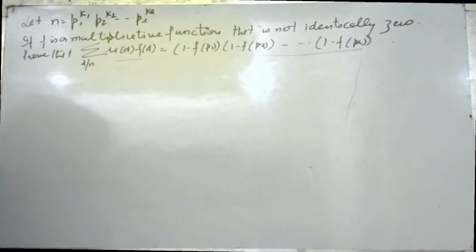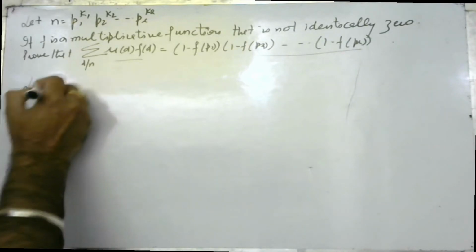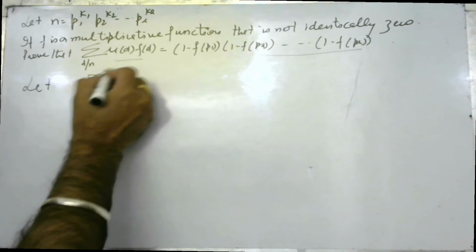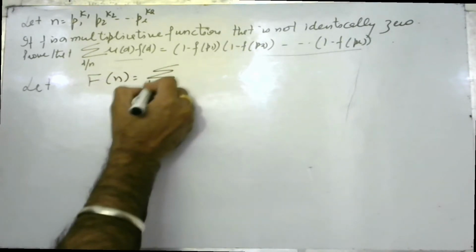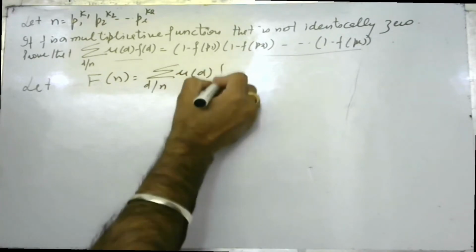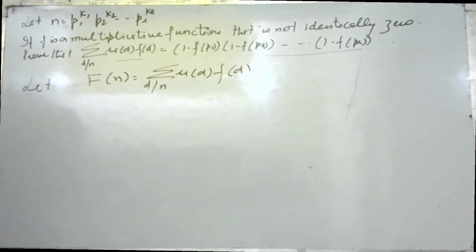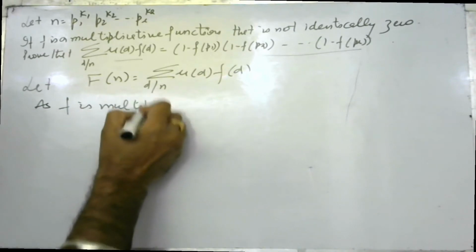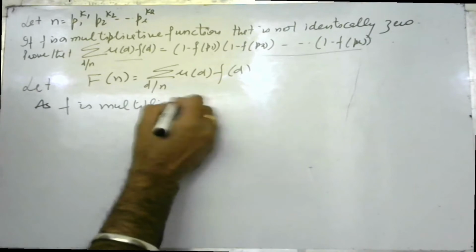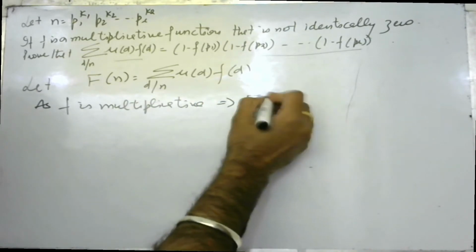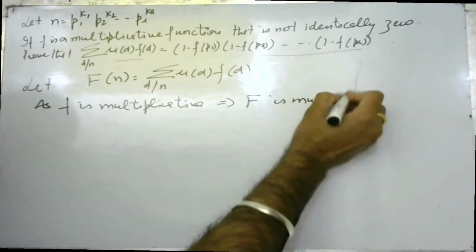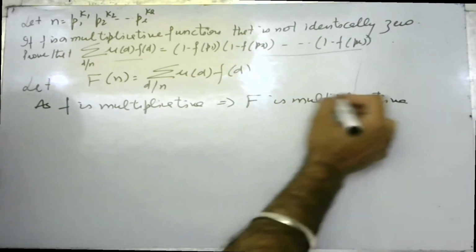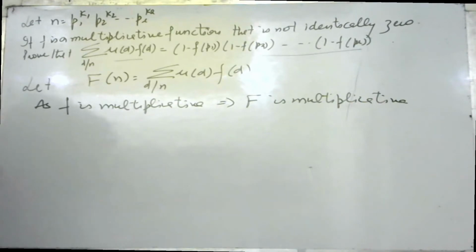Now for this we use a result. Let us denote the left hand side by capital F of n, which is the sum over d dividing n of mu(d) f(d). By a previous formula, as small f is multiplicative, capital F is also multiplicative. So once we have this formula, we can easily prove this.